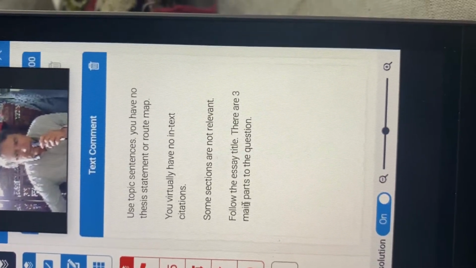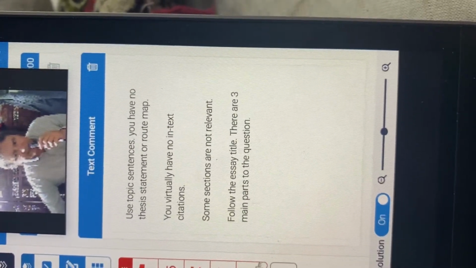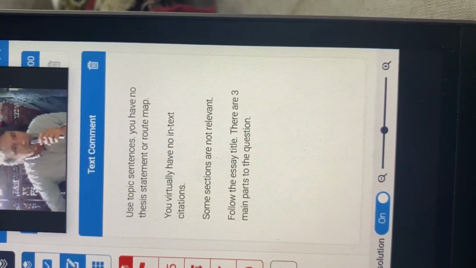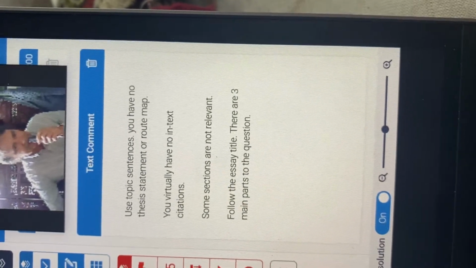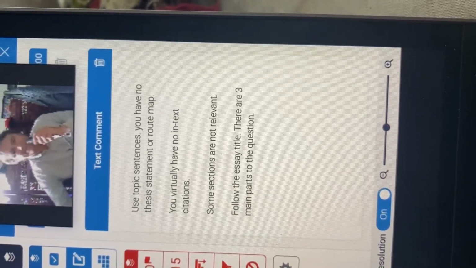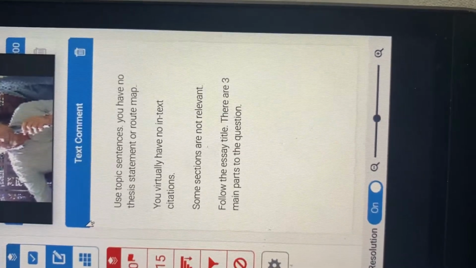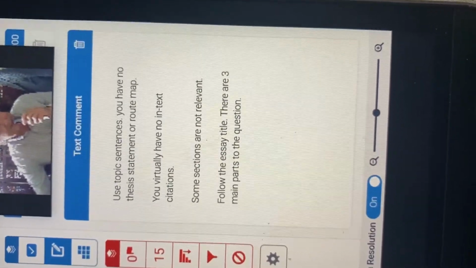Follow the essay title. There's three main parts: benefits, drawbacks, and to what extent you agree they should have it. Yes, I've noted that down. Have you written that down? So let's have a look, see what else I've got here.